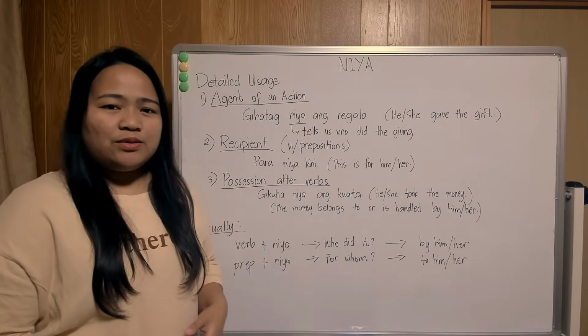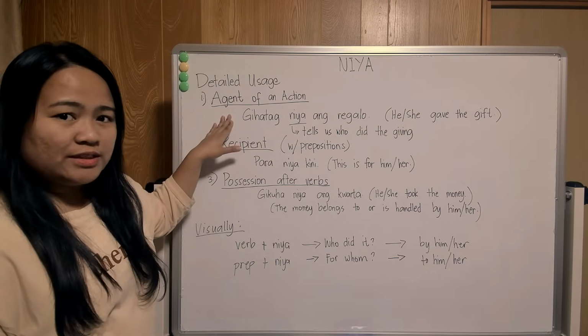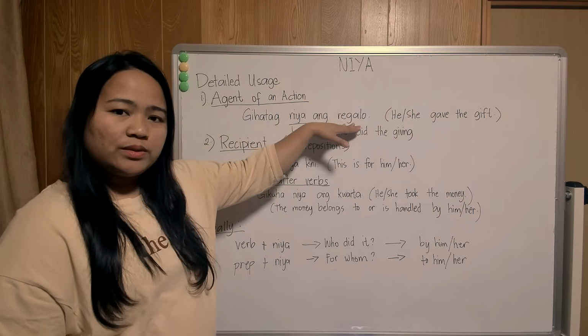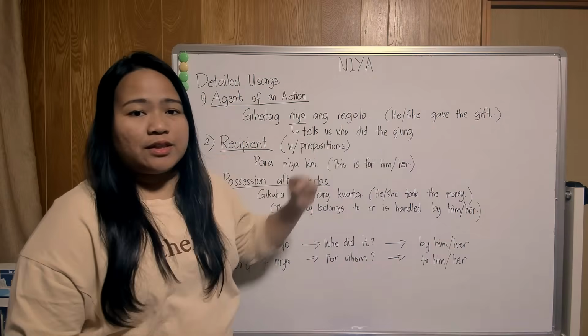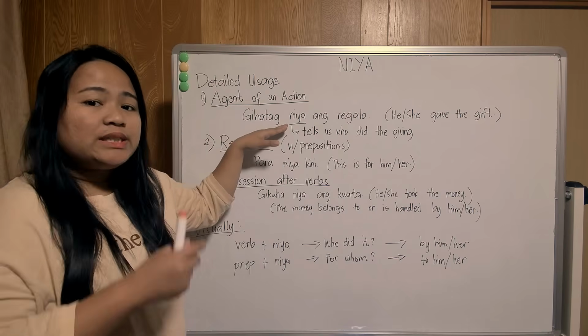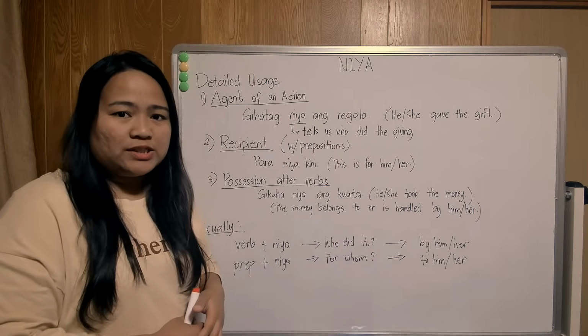Now for the detailed usage of niya. So niya as agent of an action. For example, gihatag niya ang regalo. It means he or she gave the gift. So niya here tells us who did the giving. So agent of an action.